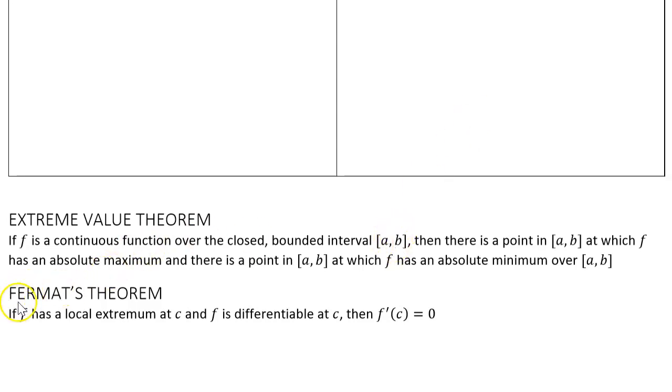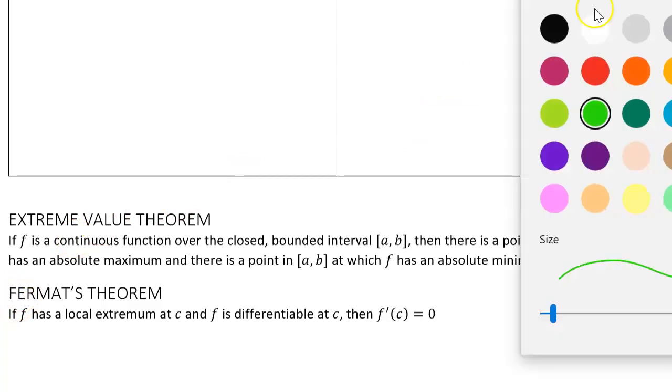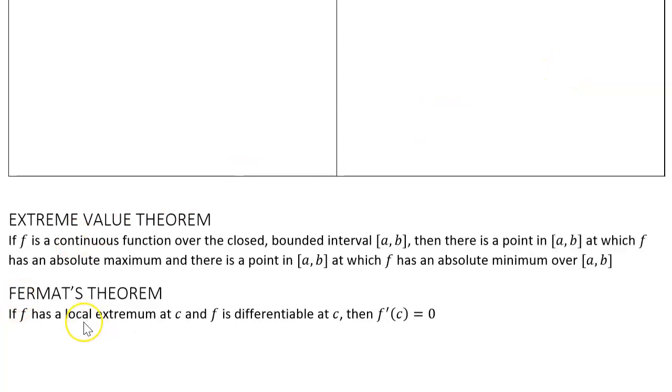Now, Fermat's theorem, when we talked about critical values. It basically says if you have a local extrema, either a max or a min, and the function is differentiable, then the derivative is guaranteed to be 0. Which is why when we're looking for our extrema, we are finding the derivative and setting it equal to 0.